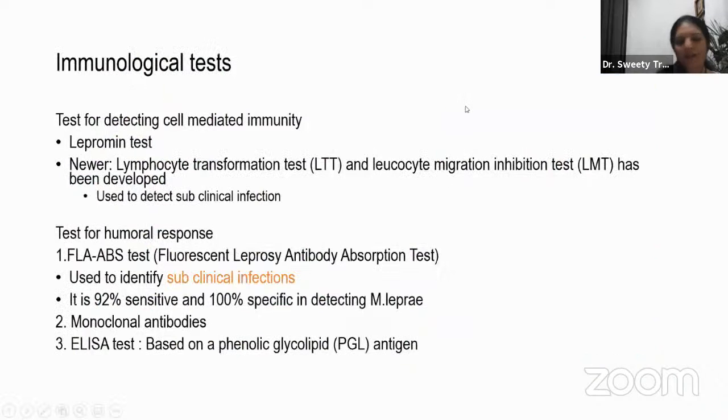Immunological tests, I won't emphasize much. They are mainly for completing the list. We don't usually order these tests. They are just for the mere sake of completing the list. So, what are the tests for cell-mediated immunity?